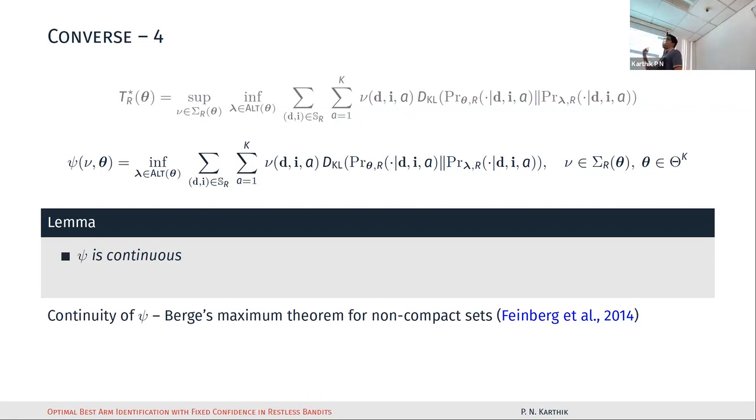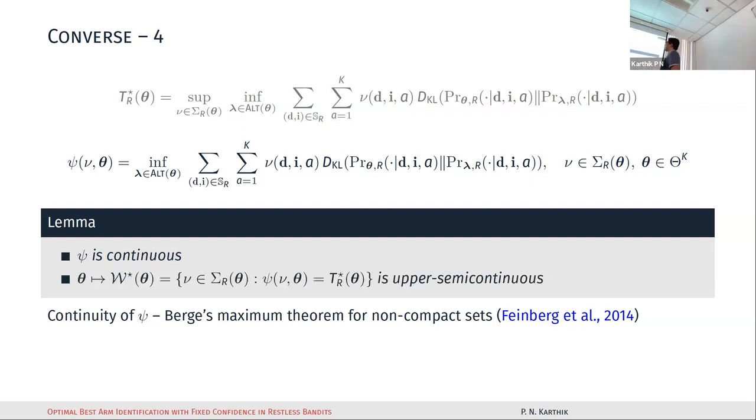Now in the IID case, I showed you a certain mu n star, that is, the optimum distribution corresponding to the estimated instance. Here there is a set. We don't know whether this supremum is attained uniquely, whether there is a unique element which attains the supremum. So we allow for a set of supremum-attaining mu. So W star of theta, for any given theta, is the collection of all mu which attain the supremum in that expression for TR star.